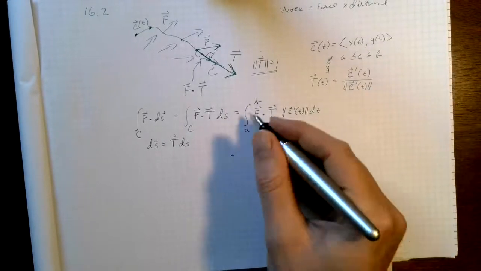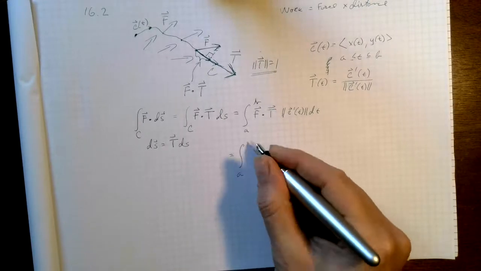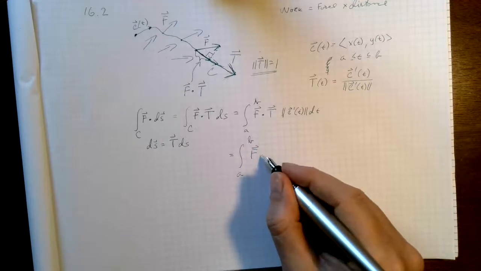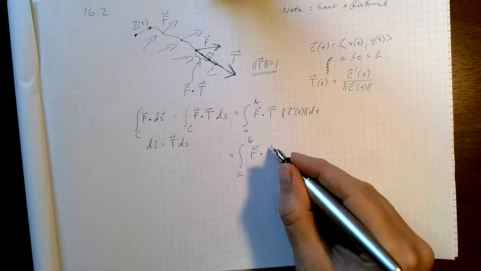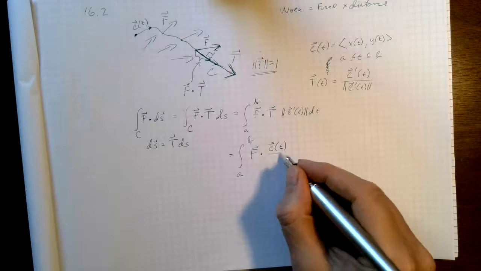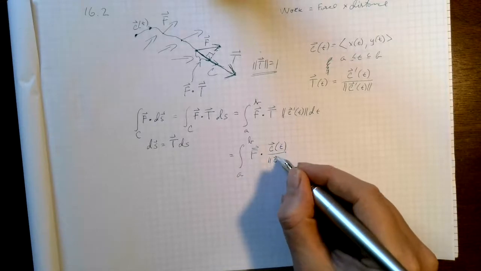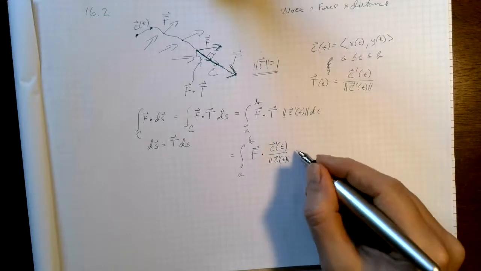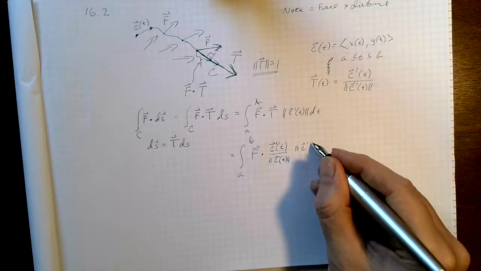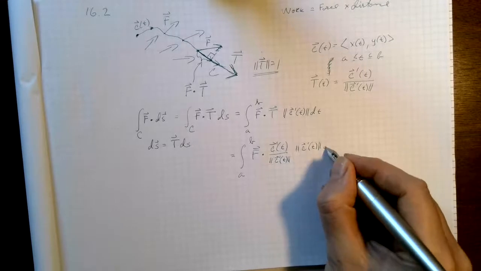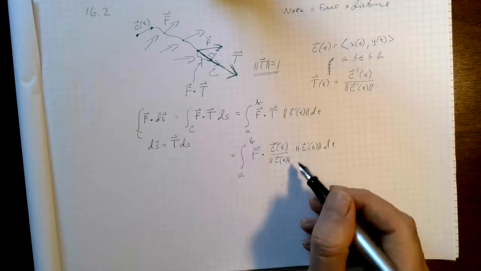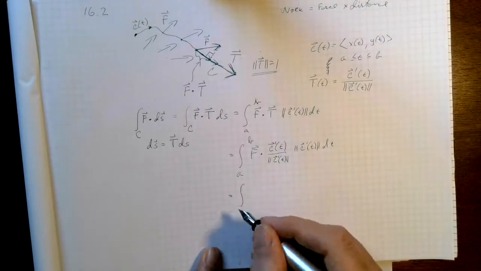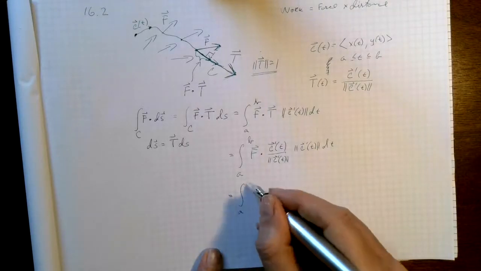So, let's write that in: the integral from a to b of F dot C prime of t over the speed, times the speed again, dt. And hey, this cancels. So this is actually equal to, and this is the thing that we would actually compute.